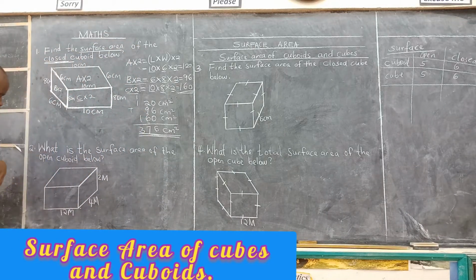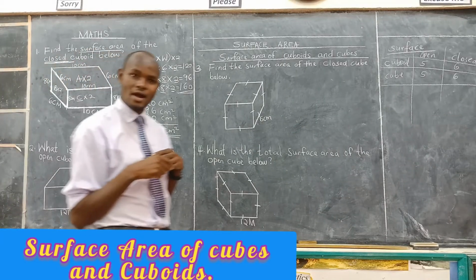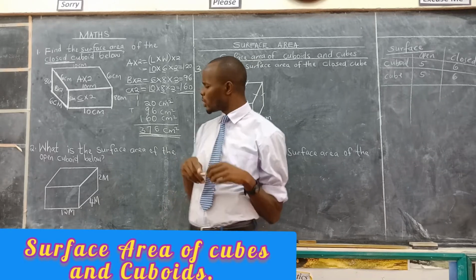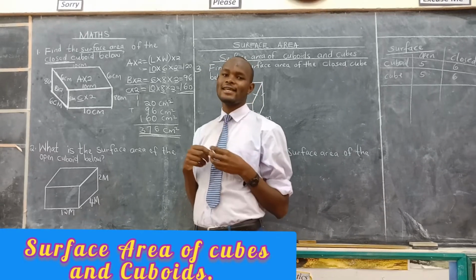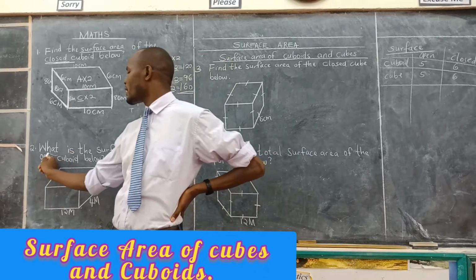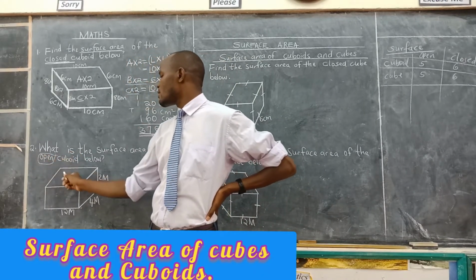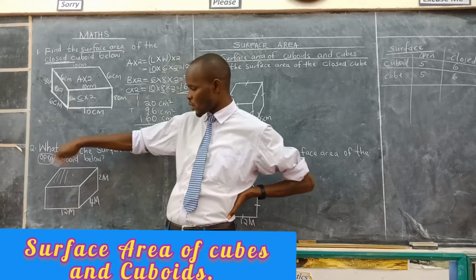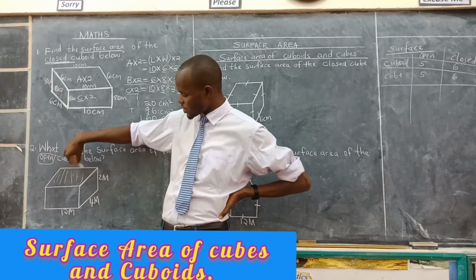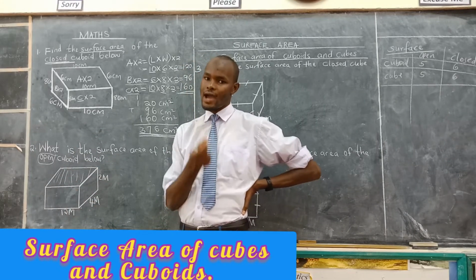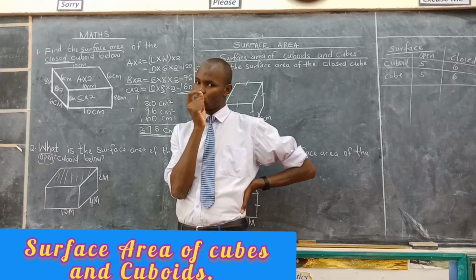Question number 2. What is the surface area of the open cuboid below? The keyword is open. If they have not indicated the face which is open, you assume the top is the one which is open. That is the difference between an open cuboid and a closed cuboid.